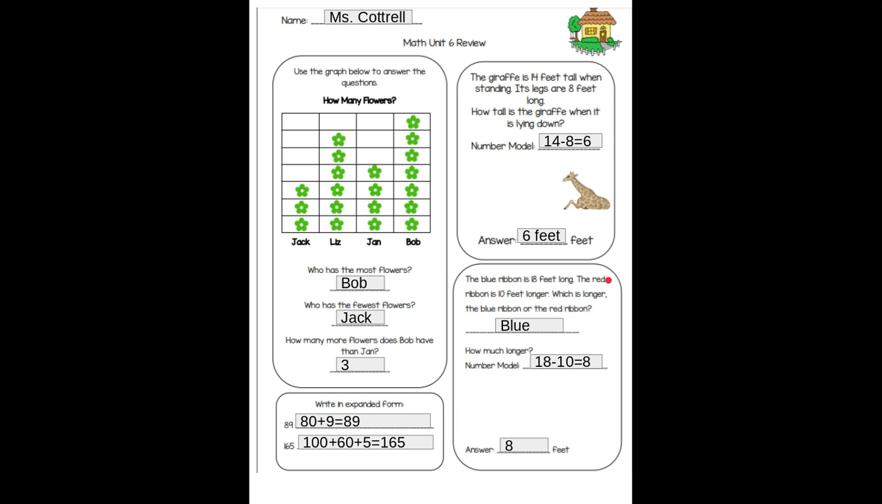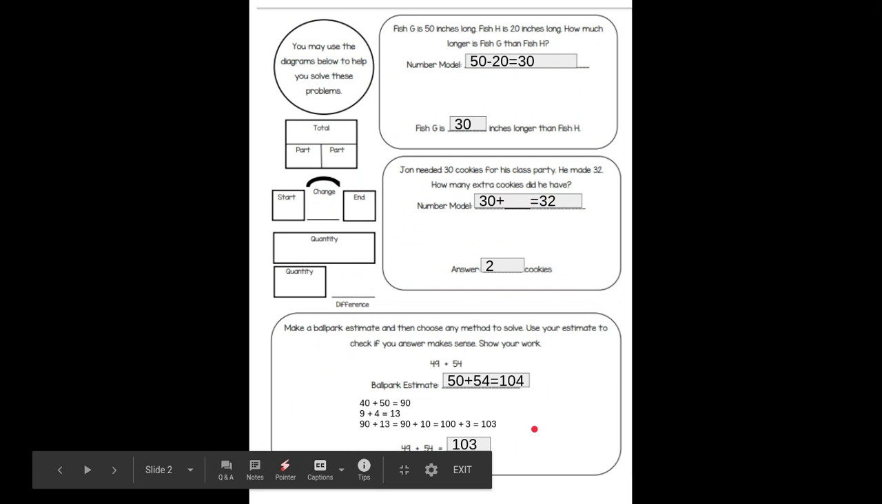The blue ribbon is 18 feet long and the red ribbon is 10 feet long. Which is longer, the blue ribbon or the red ribbon? Well, 18 is longer than 10. It's a bigger number, so the blue ribbon is the longer ribbon. And how much longer? To figure that out, we have to compare. So we start with our 18 feet minus the 10 feet from the red ribbon, and it tells us that the blue ribbon is 8 feet longer.